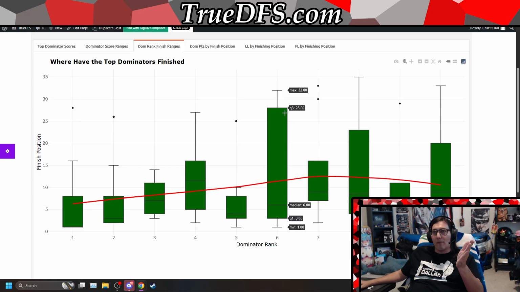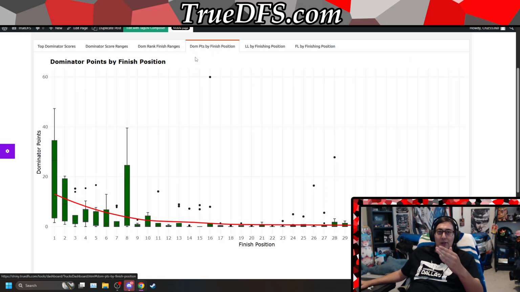Well, that outcome for that rank for that driver is all over the place. Obviously, there's been races where they've won. There's been races where they finished 32nd, so on and so forth. Median range, you're finishing 6th, and so on. So this will give you an idea of where your lap leaders are finishing.